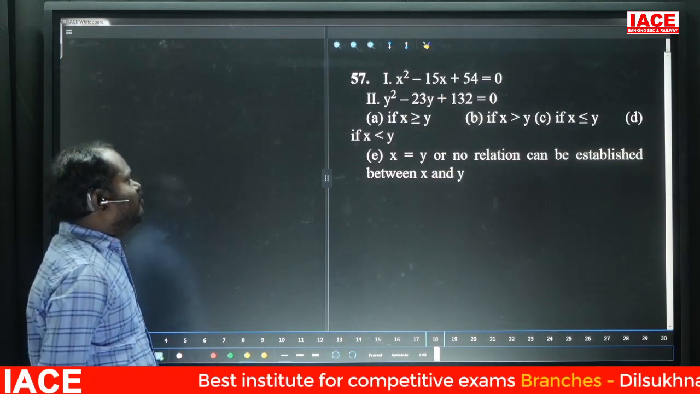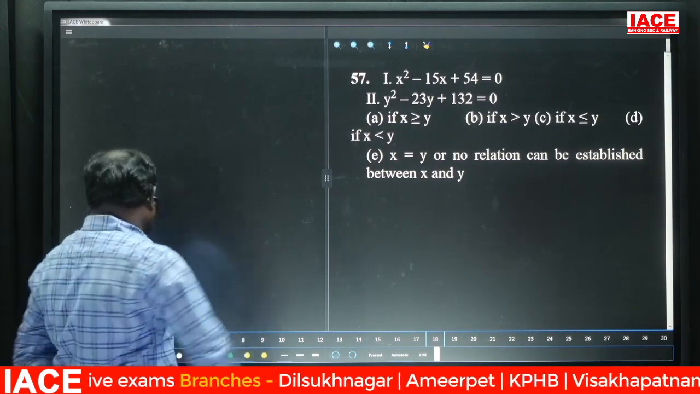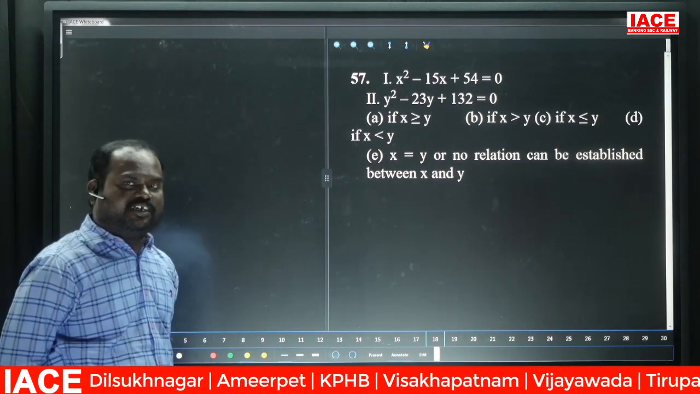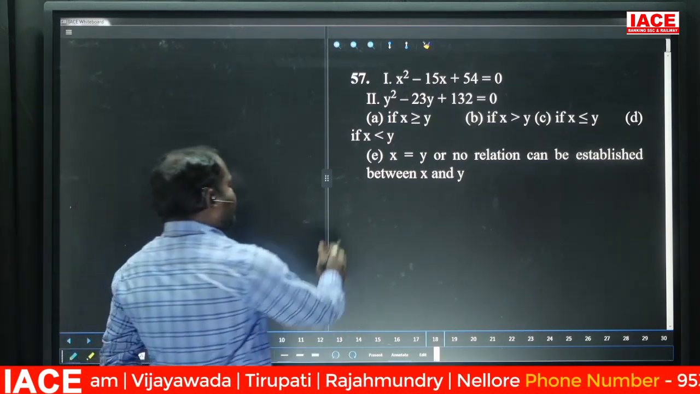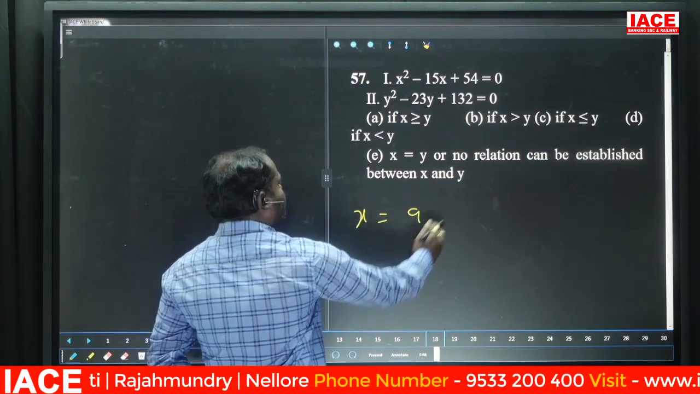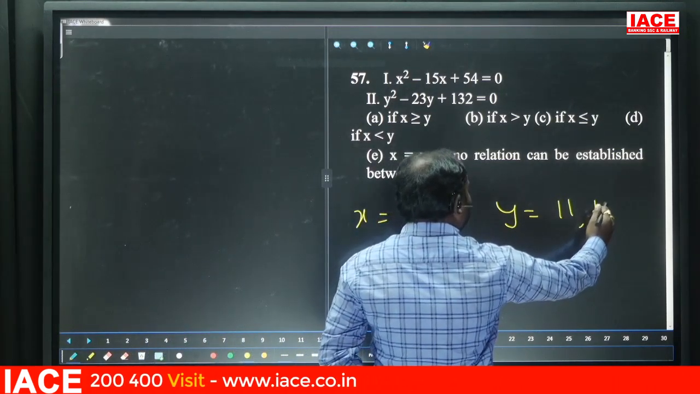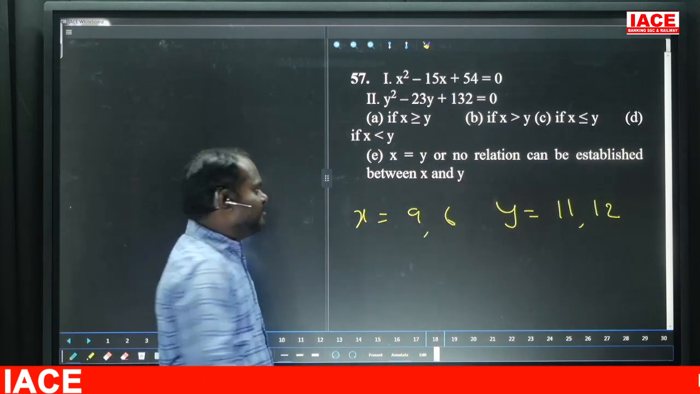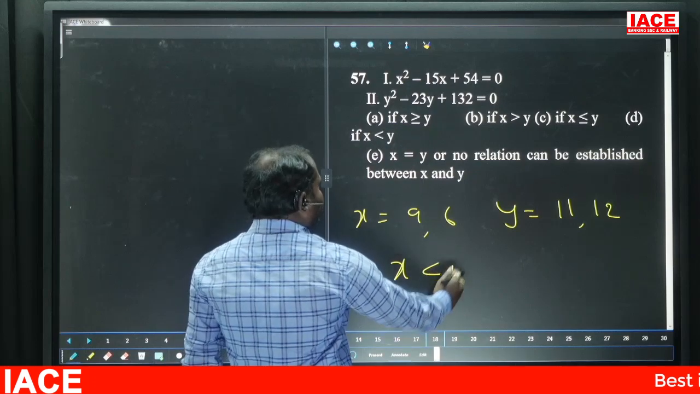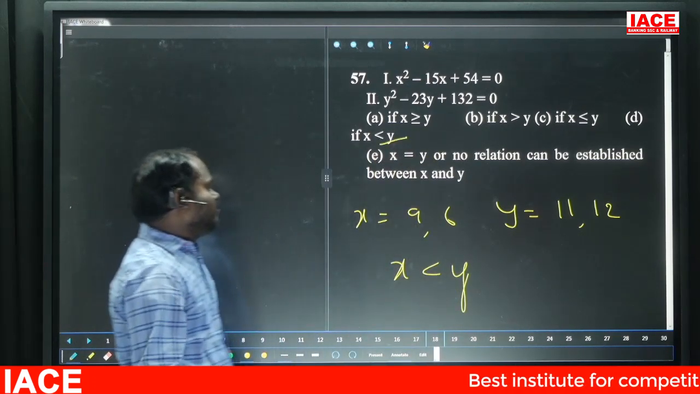X square minus 15x plus 54, y square minus 23y plus 132. 54 is 9 sixes, minus 9 minus 6 is minus 15, so x values are 9 and 6. 132 is 11 twelves, so 11 and 12. No need to solve further; by observing these two, x compared to y is lesser only. X is less than y, option D. Next.